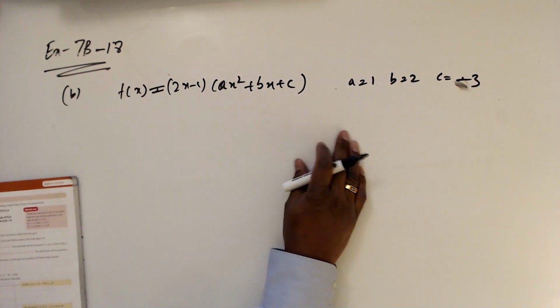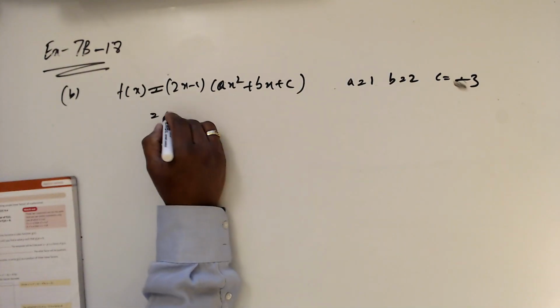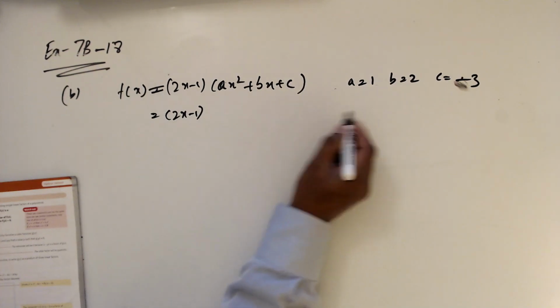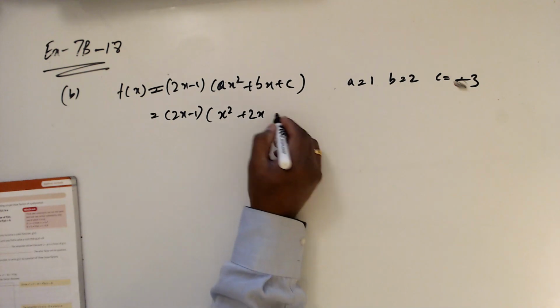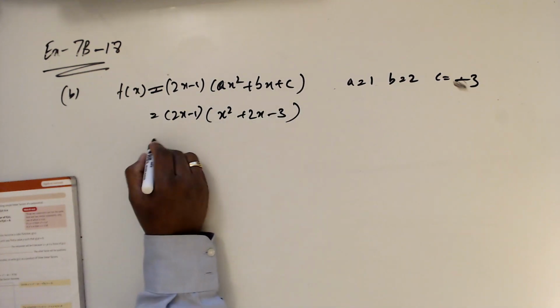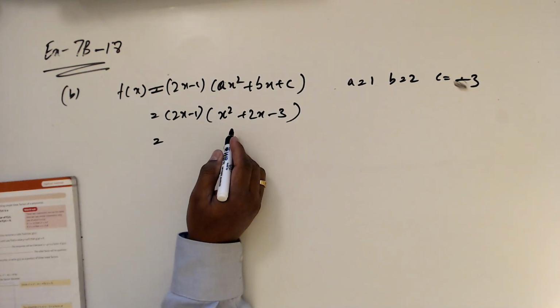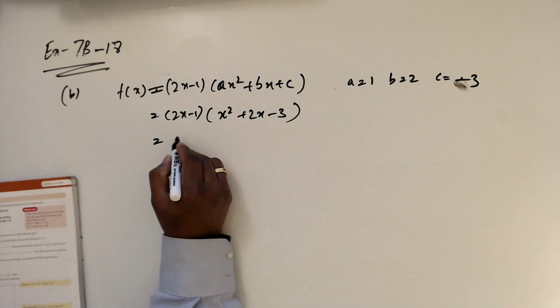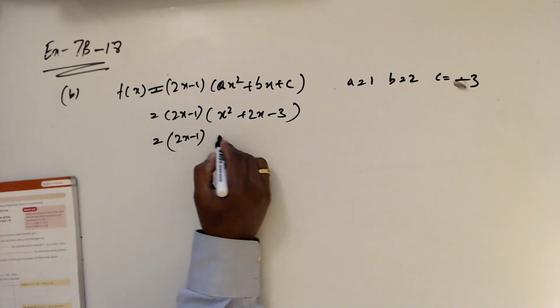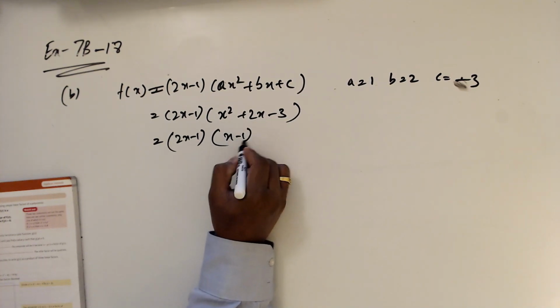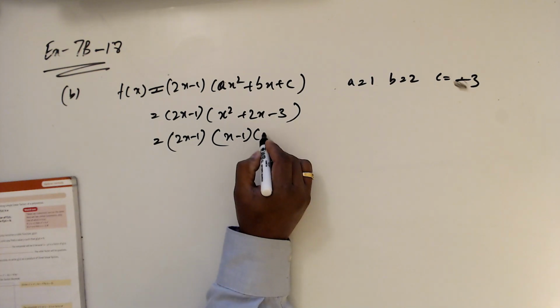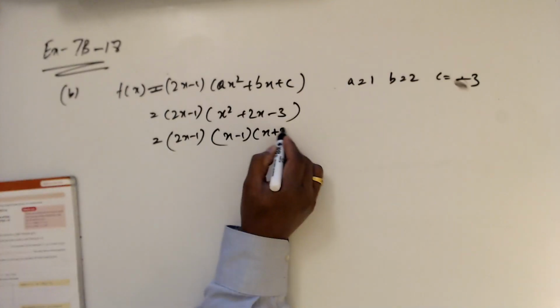Part B, hence factorize completely. Now we know that 2x minus 1, a is 1 x square, b equal 2x, and c is minus 3. So we can simply factorize this now: 2x minus 1, x square plus 2x minus 3. This is going to be x minus 1 and x plus 3.